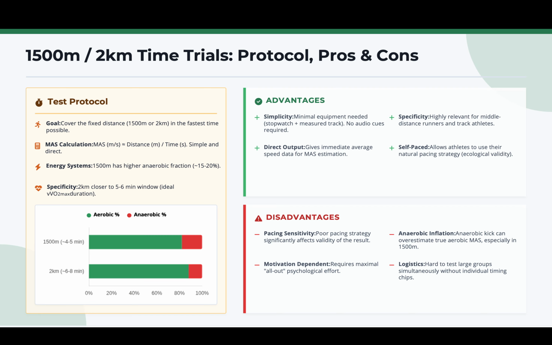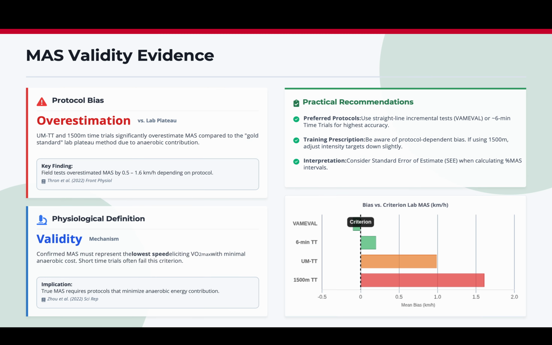Anaerobic kick can underestimate the true aerobic MAS, especially in the 1500 meter test. It's also hard to test large groups simultaneously without individual timing chips.